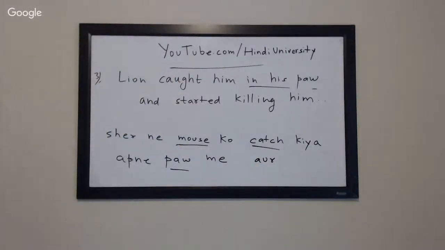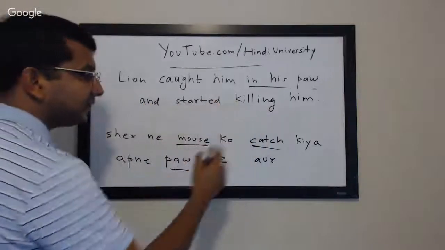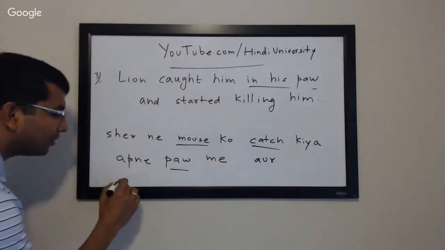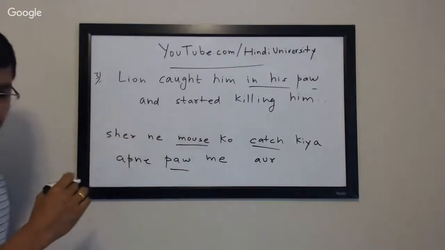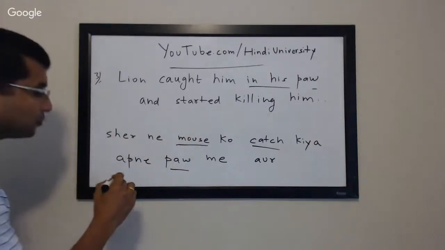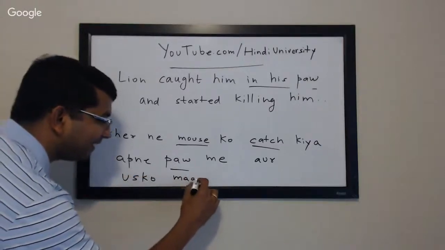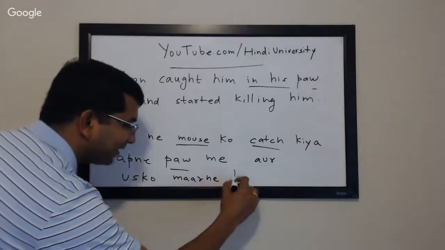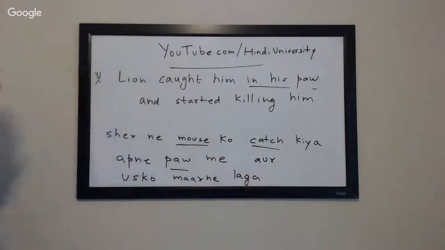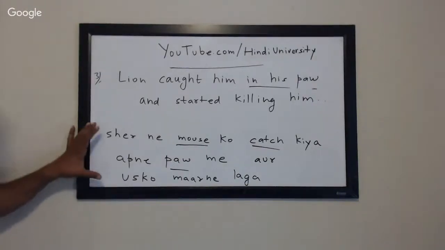और आपको मारने लगा, okay, मारने लगा, and started killing him. और किसको मारने लगा? उसको, very good. उसको मारने लगा. You know what, I didn't expect that. I mean, amazing, right? You were able to deconstruct it and translate the entire thing in Hindi. So it's very good actually, right?